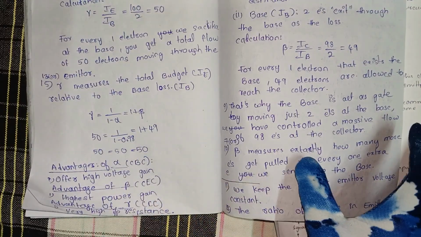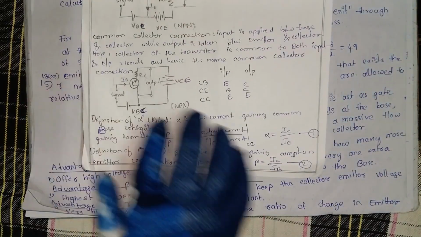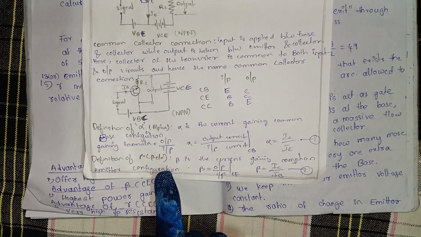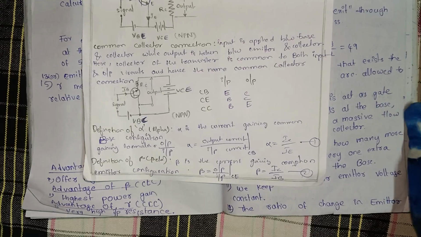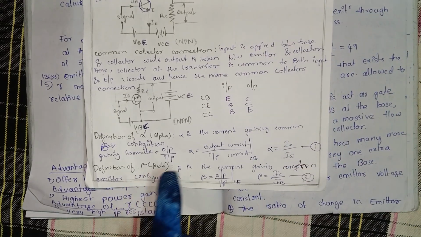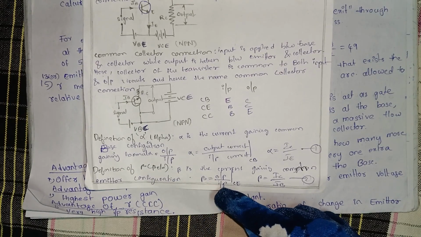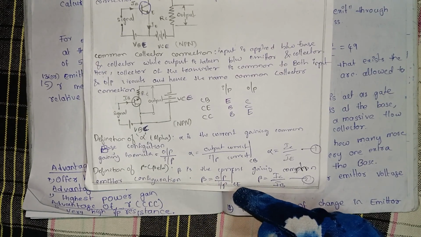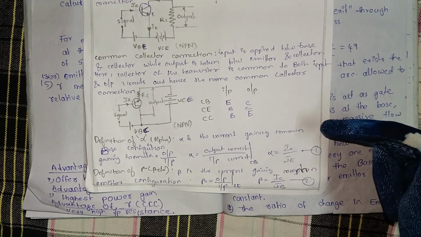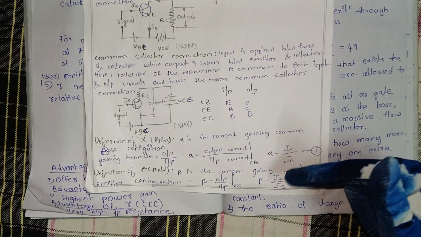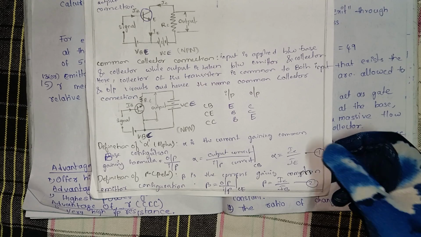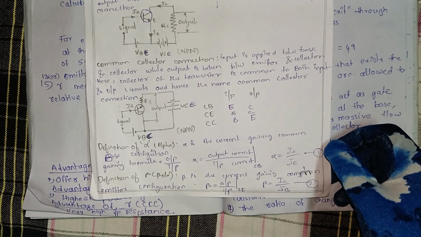Then we will see what is beta. Beta is the current gain in common emitter configuration. In the common emitter configuration, beta is equal to output by input, where Vce is constant. Beta is equal to Ic by Ib, collector current by base current, which is considered as equation number 1.